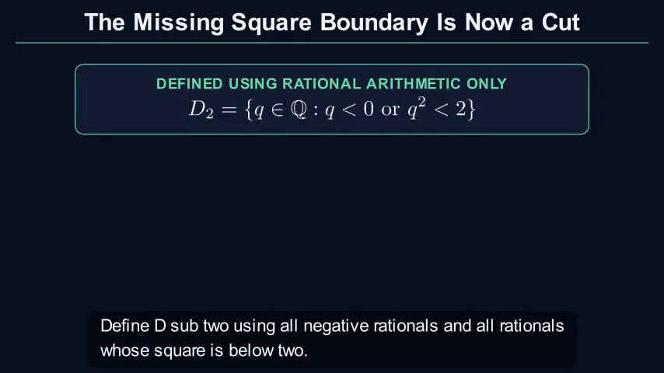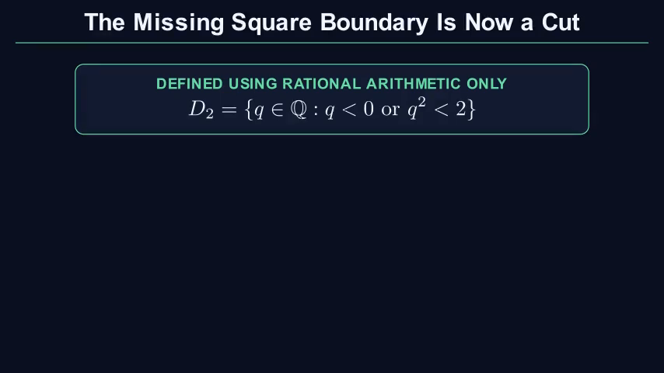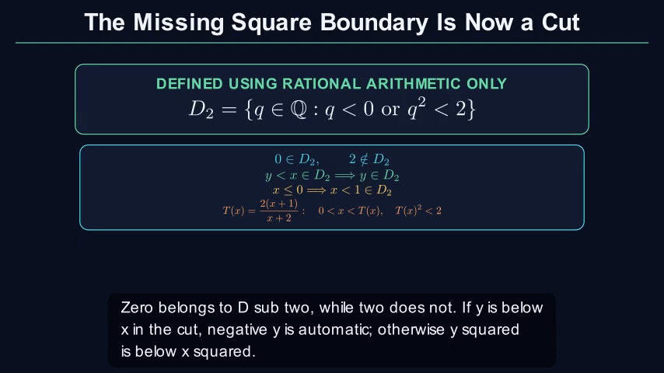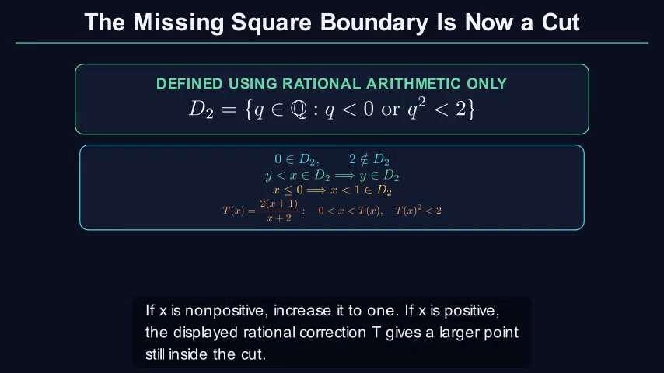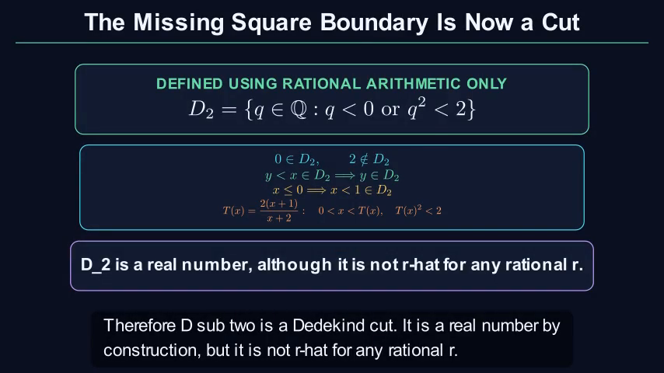Define D sub 2 using all negative rationals and all rationals whose square is below 2. 0 belongs to D sub 2, while 2 does not. If Y is below X in the cut, negative Y is automatic. Otherwise Y squared is below X squared. If X is non-positive, increase it to 1. If X is positive, the displayed rational correction T gives a larger point still inside the cut. Therefore D sub 2 is a Dedekind cut. It is a real number by construction, but it is not R hat for any rational R.